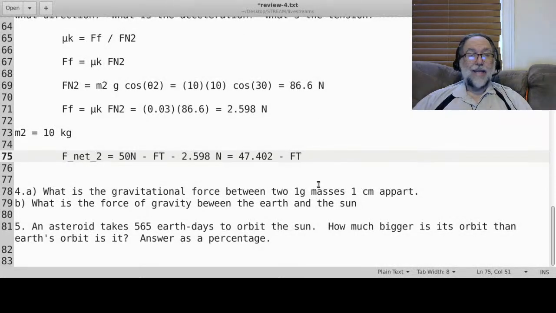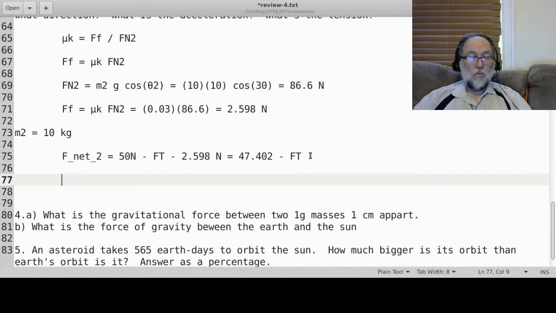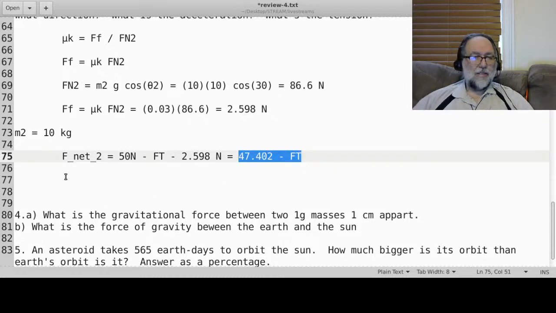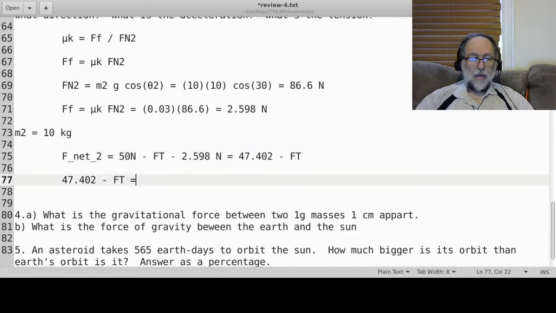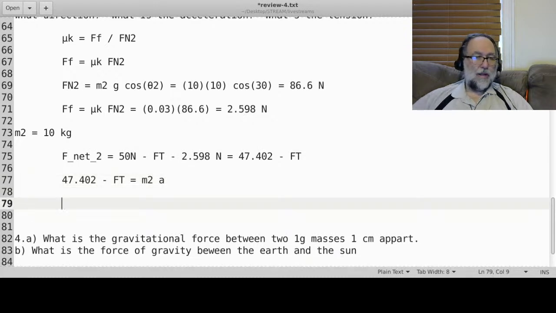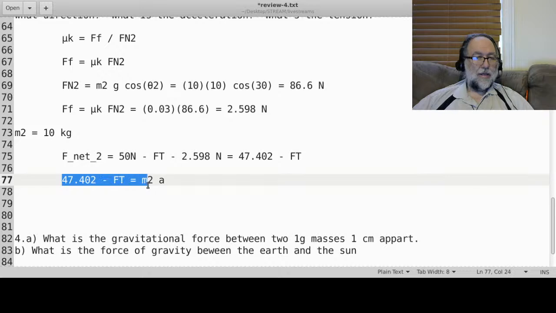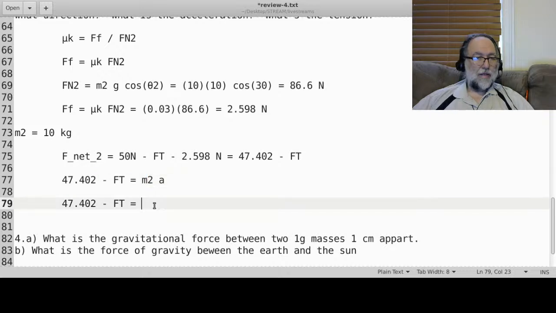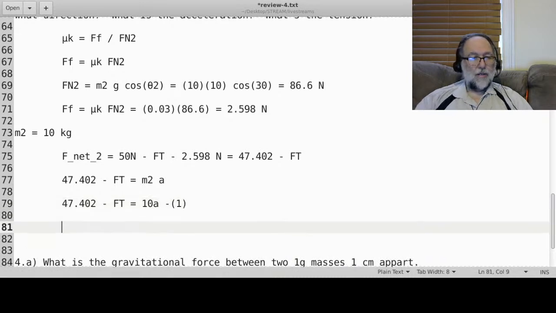Okay, what's that got to equal? So this is a point where students kind of get confused. They say, I've done that vector sum. What did I do it for? You did it so that you could set this equal to MA. Well, it's M2A, like that. And we know that M2 is 10. And so we've got this equation right here, like that. Okay? So we can call this one equation number 1.